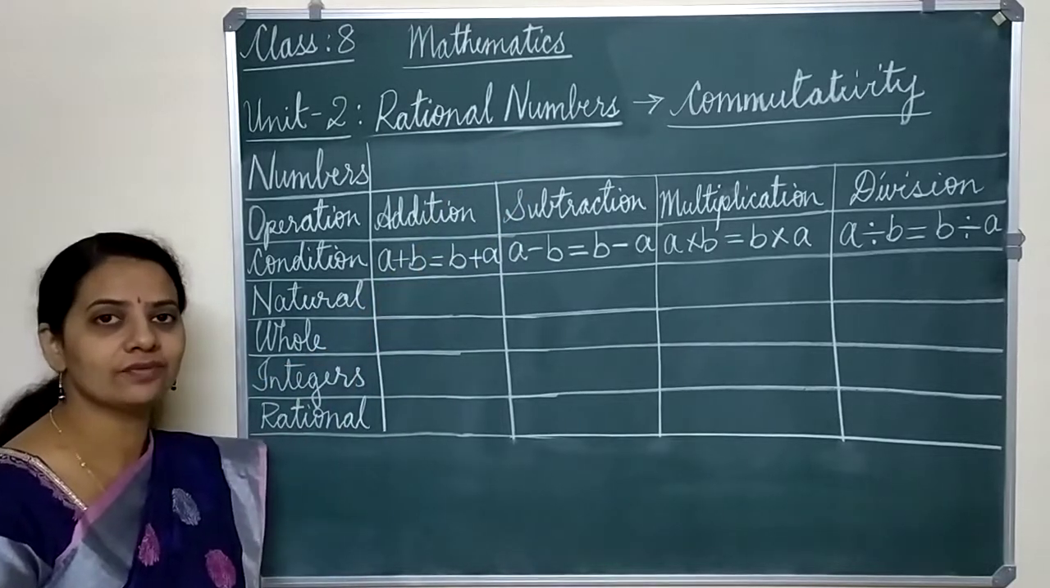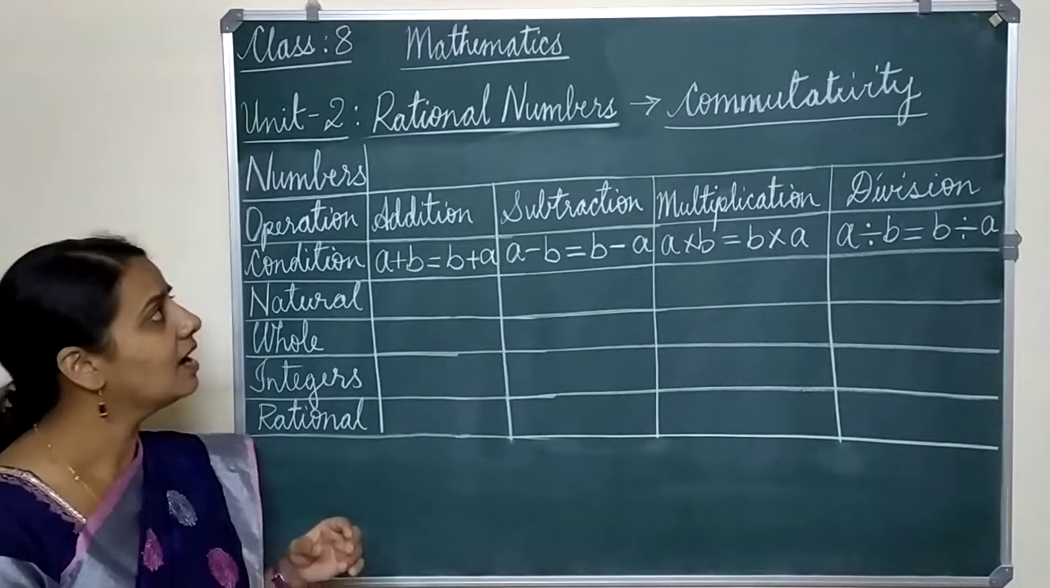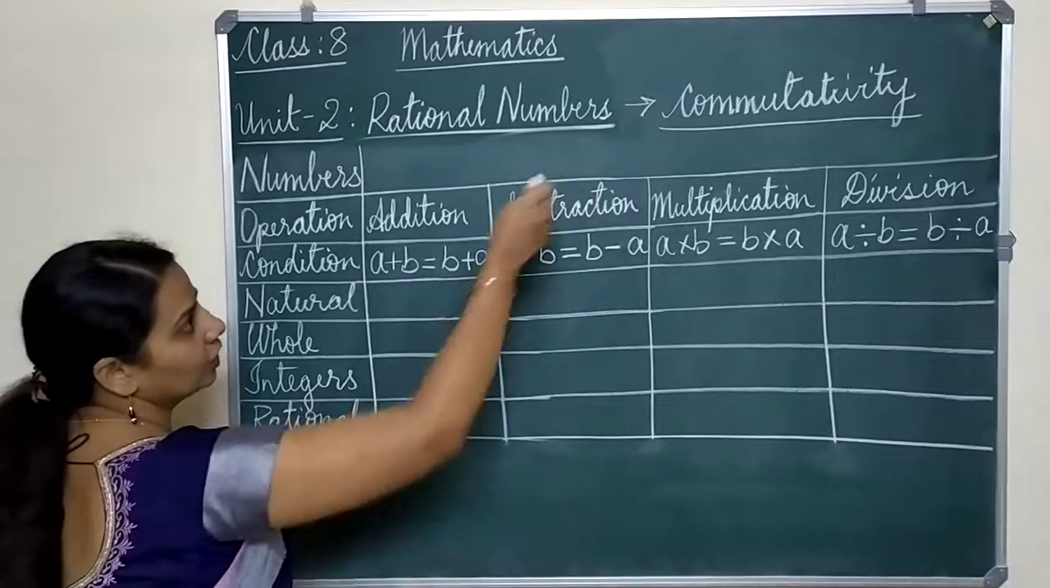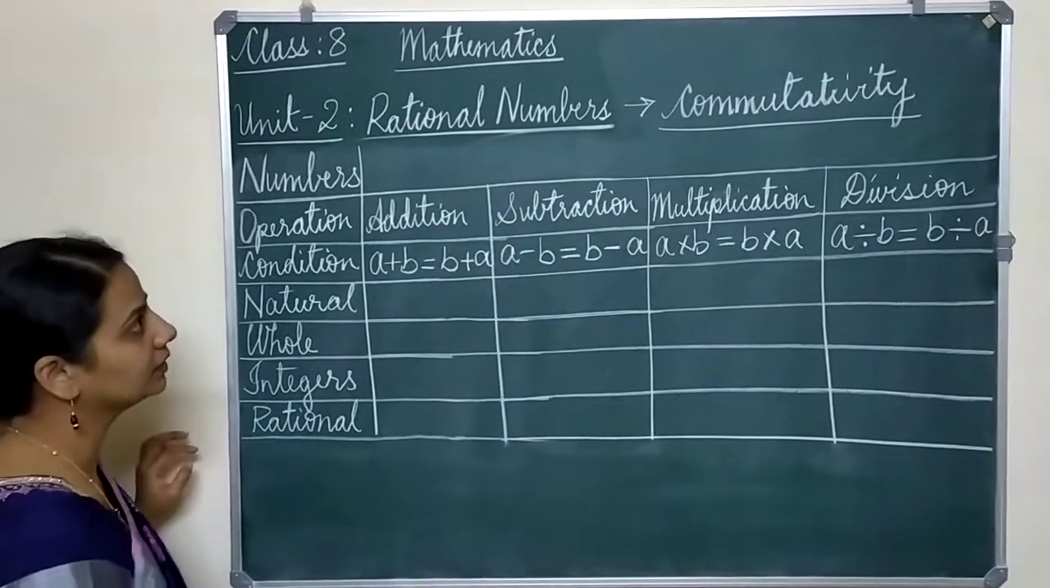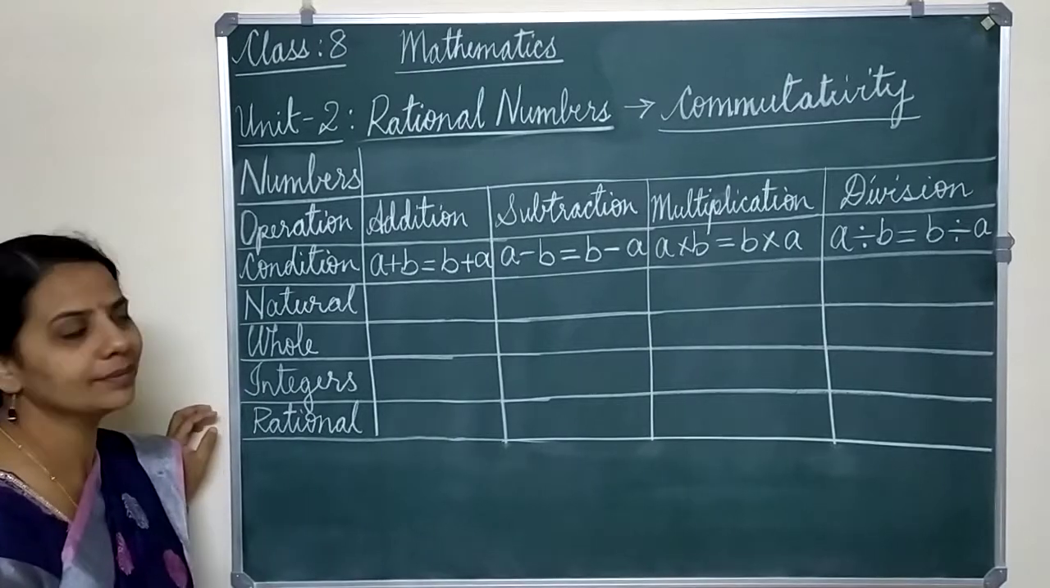In the previous session we learnt the definition of a rational number and the closure property. Now we will do the commutative property, which is also called commutativity. So what is the commutative property?